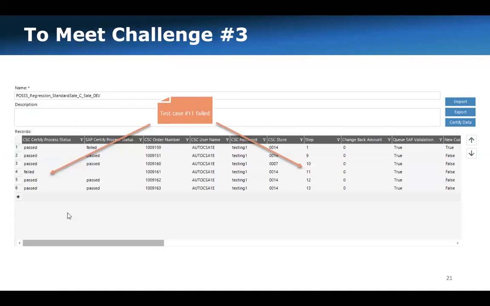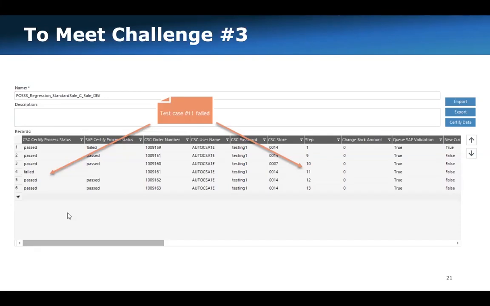So the last challenge, challenge number 3, was we needed to be able to rerun our specific test cases, because like I said before, you have problems that happen in the system when you're automated. And so what we did was we structured our record sets in Certify with pass/fail flags. In the screenshot there, you see the column step with the arrow pointing to test case 11, and then you see the CSV Certify process status has failed. So when a particular test is run, if it fails at a critical point, then that flag gets marked as failed.